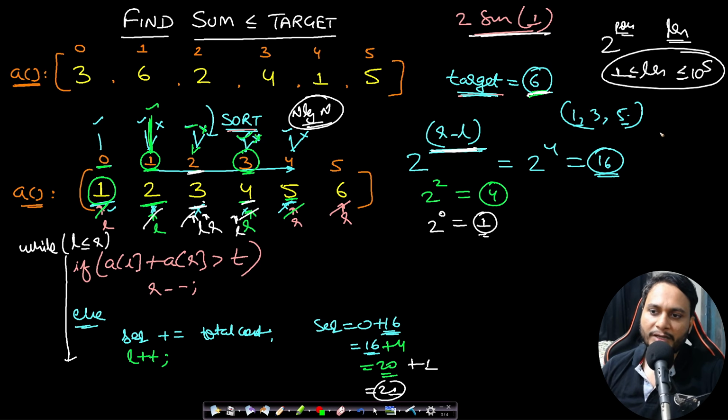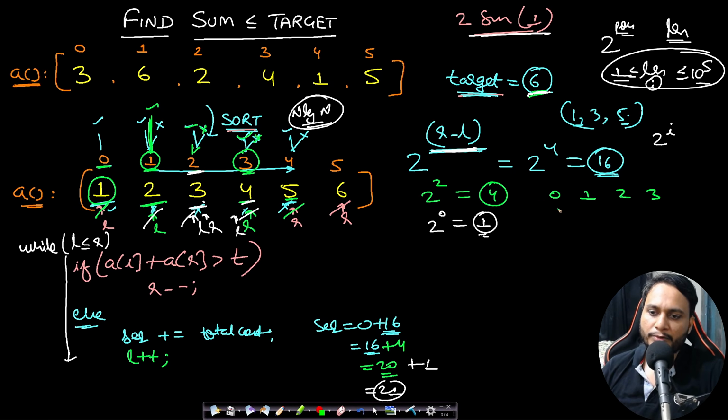So you can get queries of 2 to the power of I, where I will be ranging from 1 to 10 to the power of 5. So it's not a good idea to keep on calling the power function for this, but rather you can pre-compute all the power values. How can you pre-compute?